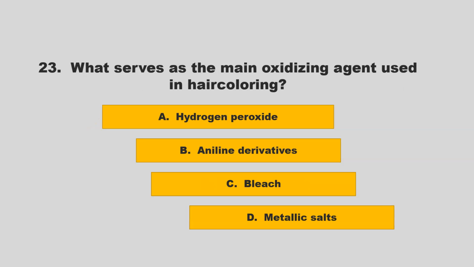What serves as the main oxidizing agent used in hair coloring? Is it hydrogen peroxide, aniline derivatives, bleach, or metallic salts?